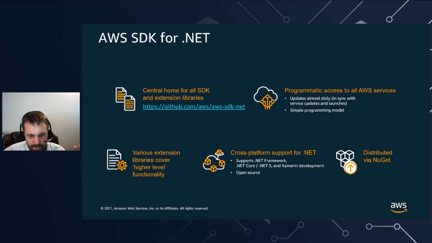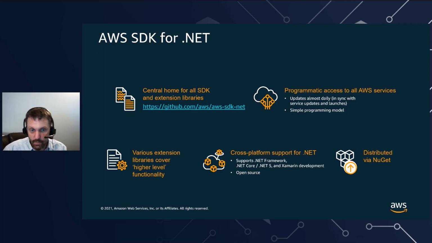And within the .NET SDK, you can use simple C# classes and methods to express your intent, and the SDK will do the rest. The AWS SDK for .NET also includes some extension libraries and tools that actually add .NET specific functionality to your apps.